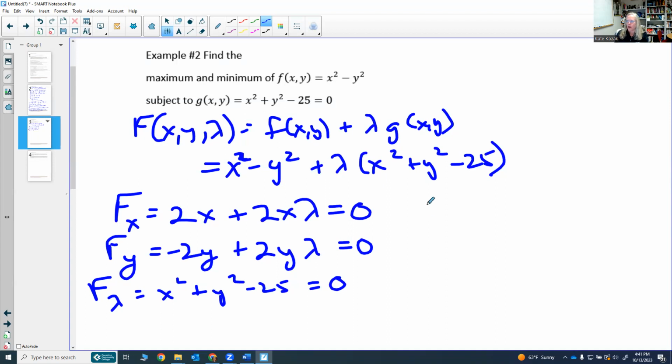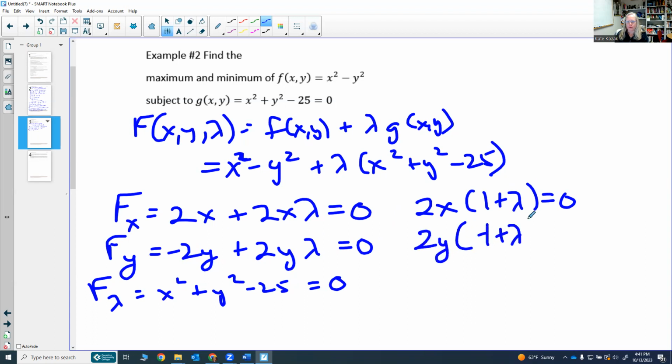Let's factor the top two equations. You can pull out a 2x and get 2x times 1 plus lambda equals 0. Take negative 2y plus 2y lambda, that factors as 2y times minus 1 plus lambda equal to 0.